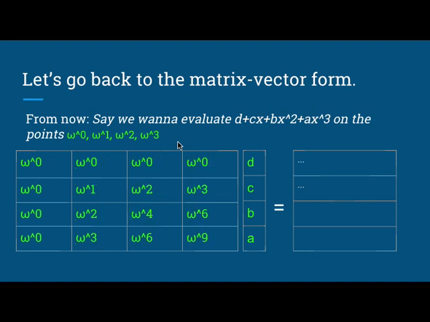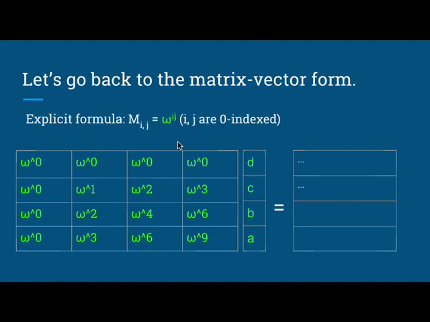Ta-da! All right. You just sort of multiply the exponents out. And you get this beautiful looking form, right? 0, 0, 0, 0, 0, 1, 2, 3, 0, 2, 4, 6, 0, 3, 6, 9. And let's read it top to down. 0, 0, 0, 0, 0, 1, 2, 3, 0, 2, 4, 6, 0, 3, 6, 9. What a beautiful matrix. All right. Okay. So the explicit formula for this matrix is that its ijth entry is nothing but omega to the power ij. And i and j have to be 0 indexed because otherwise you don't get these zeros. Yeah? Okay? Cool.